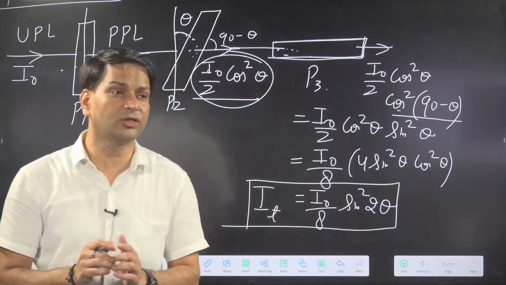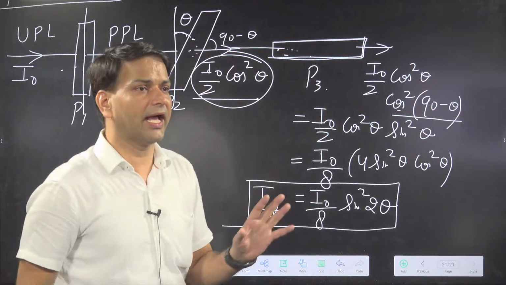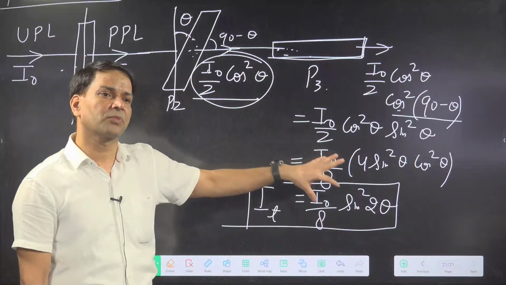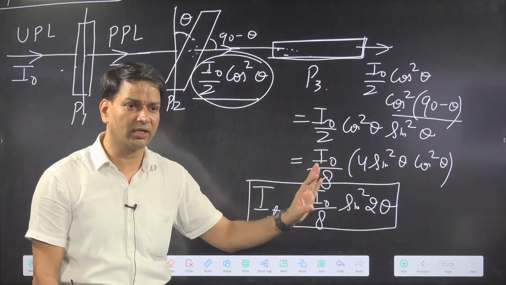When can we use this result? When the first and third polarizers are crossed each other and the angle between the first and second is theta. Then what is the transmitted intensity? We can say I naught by 8 sin square 2 theta.